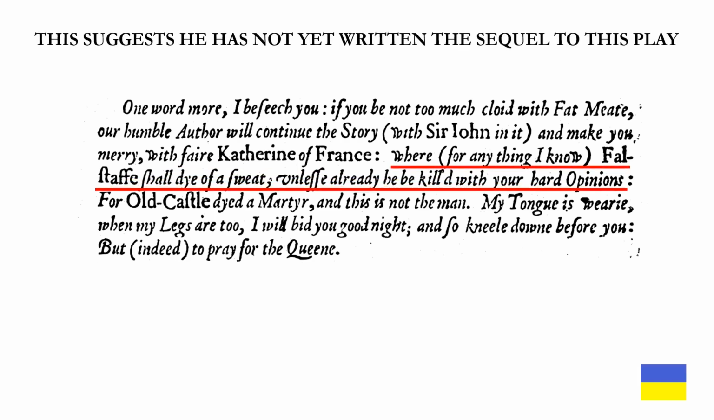This suggests he has not yet written the sequel to this play, where he says, "For anything I know, Falstaff shall die of a sweat unless already he be killed with your hard opinions." In other words, if the audience doesn't like what he's done in this play, he's not going to include Falstaff in the next one. But as we know, he does kill him off for Henry V.